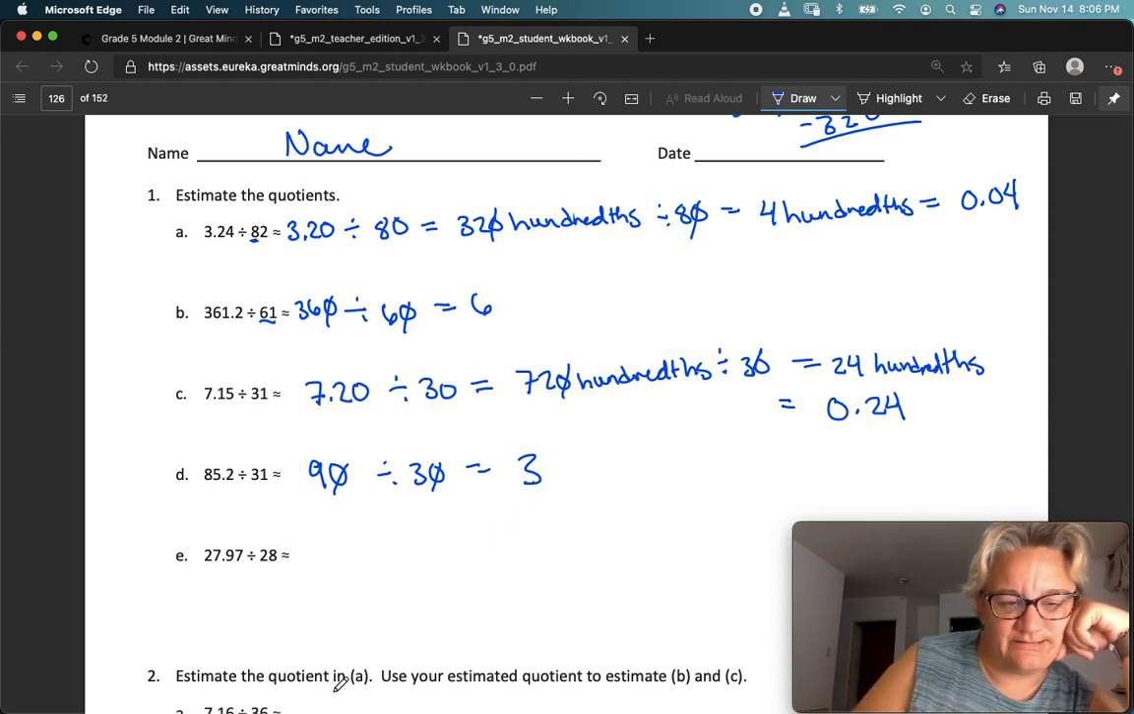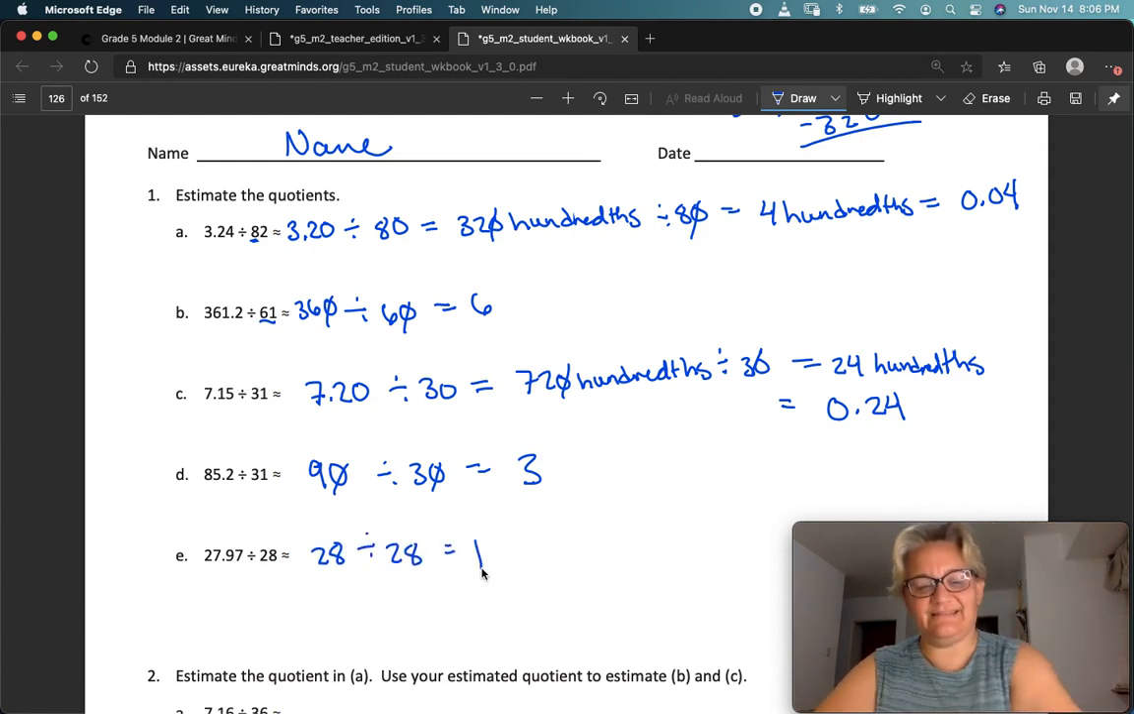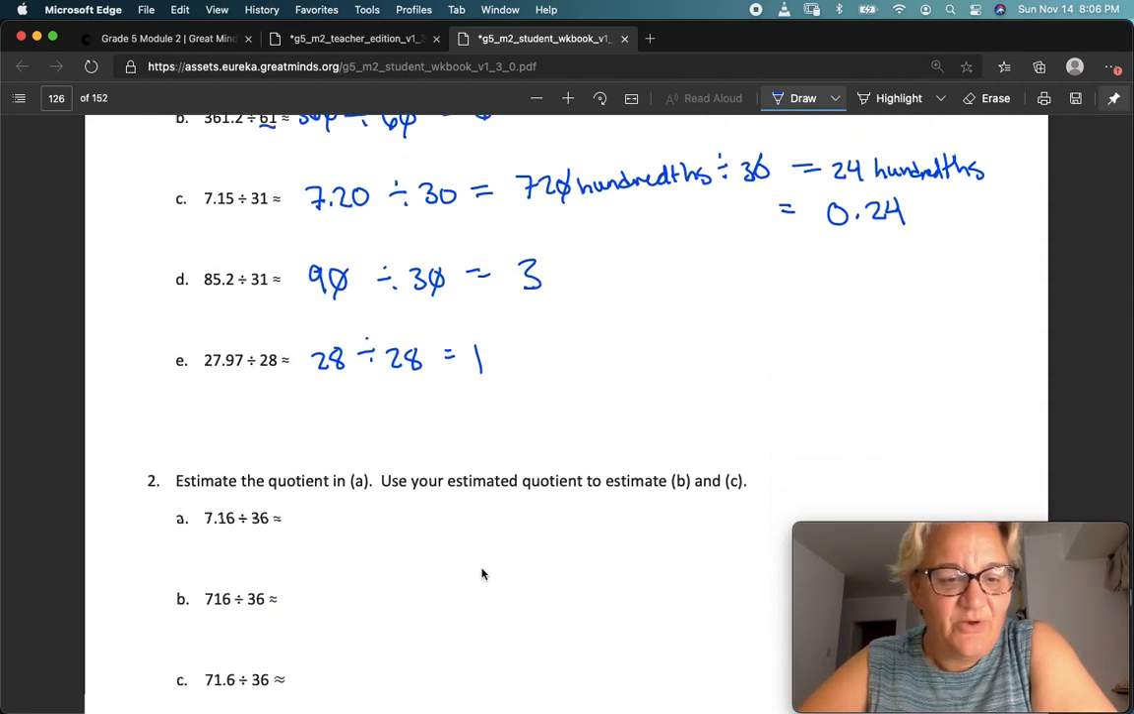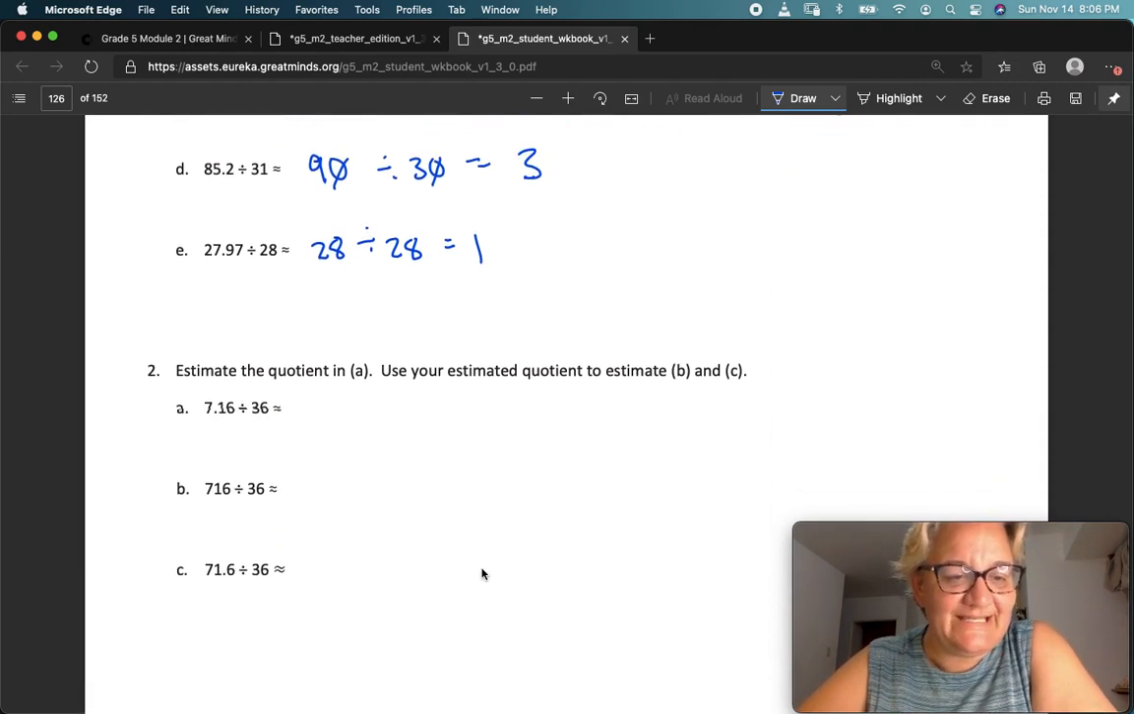Letter E. Okay. Oh, that one's nice too. 27 and 97 hundredths divided by 28. Well, let's just do this. I think that's going to help us out the best. Okay, estimate the quotient in A. Use your estimated quotient to estimate B and C.